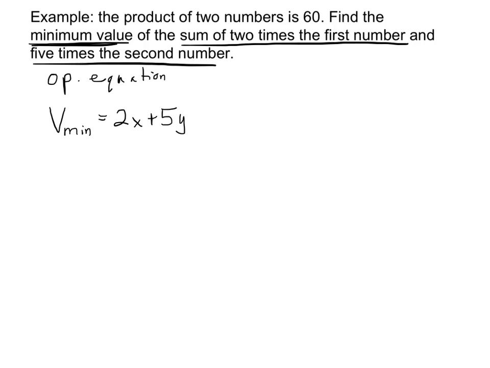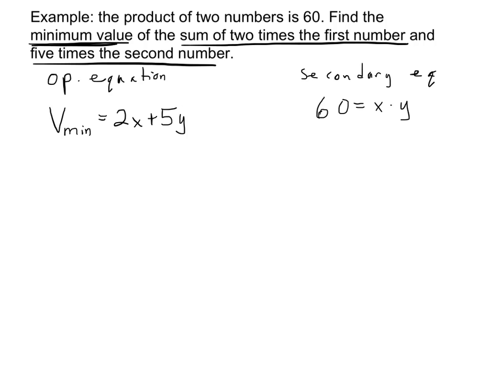But because there are too many variables, I need to come up with a secondary equation. And again, pause the video for 10 seconds here. What is that secondary equation? We're told that the product of two numbers is 60. So 60 is x times y.